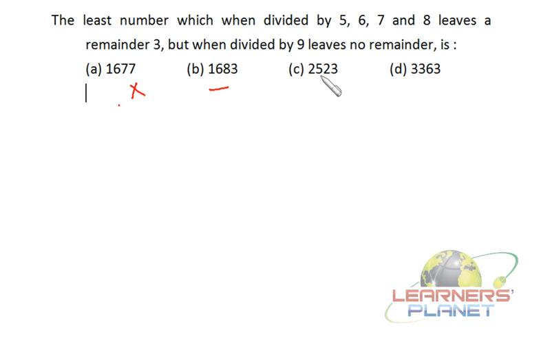Now let's see the next number: 2, 5, 2, 3, 5, 6, 7, 8, 9, 10, 11, 12. It is not divisible by 9. Then 3, 3, 6 plus 6 is 12, and 3 is 15. Even it is not divisible by 9. So let's not check for other numbers. Just we are clear that 1683 will be the correct choice. Okay.